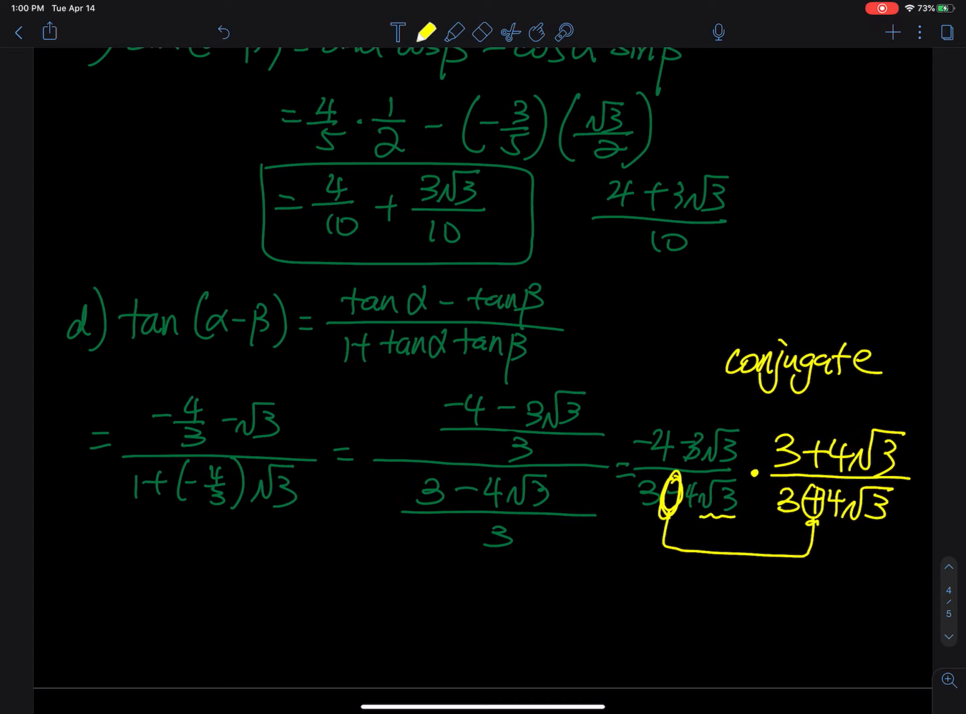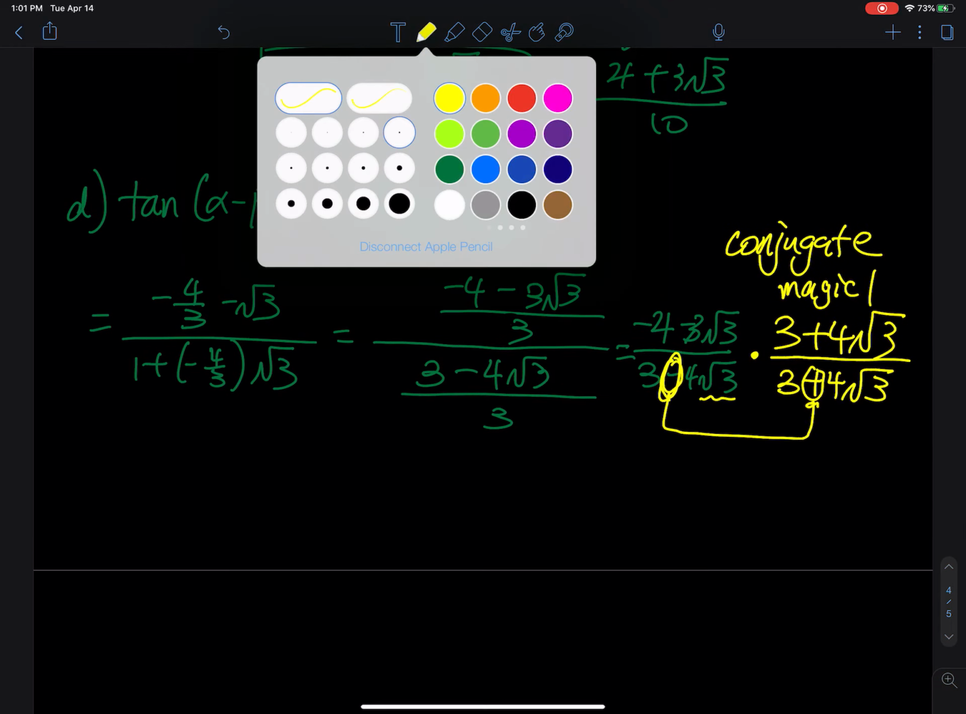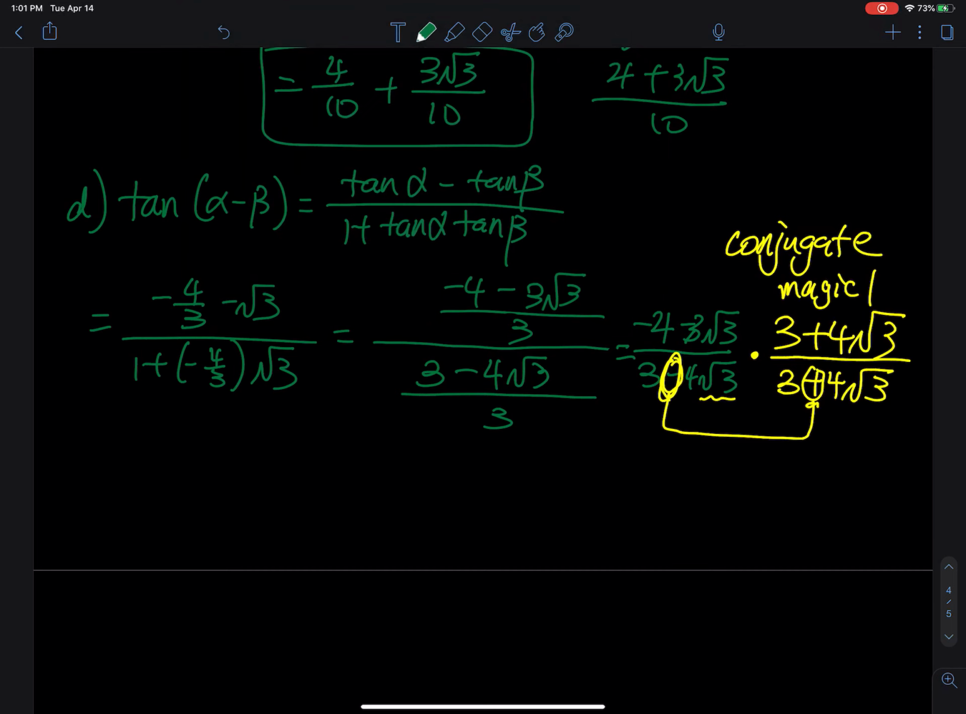And this conjugate, another way to represent it is a magic one. Because any fraction multiplied by 1 equals itself. You multiply by this conjugate fraction, which equals 1. Any quantity multiplied by 1, you don't change that quantity. You only change the outlook of it. So going back to the problem. This one is just like A minus B times A plus B, so that equals A squared minus B squared.